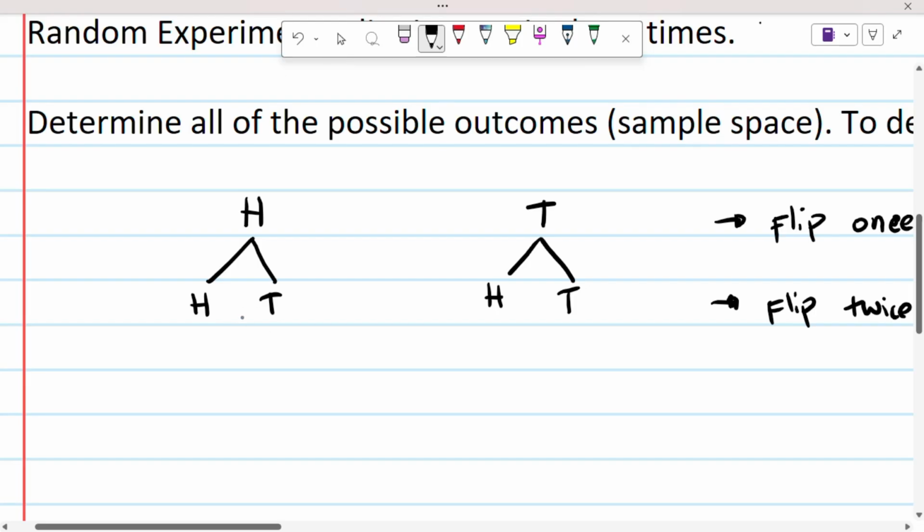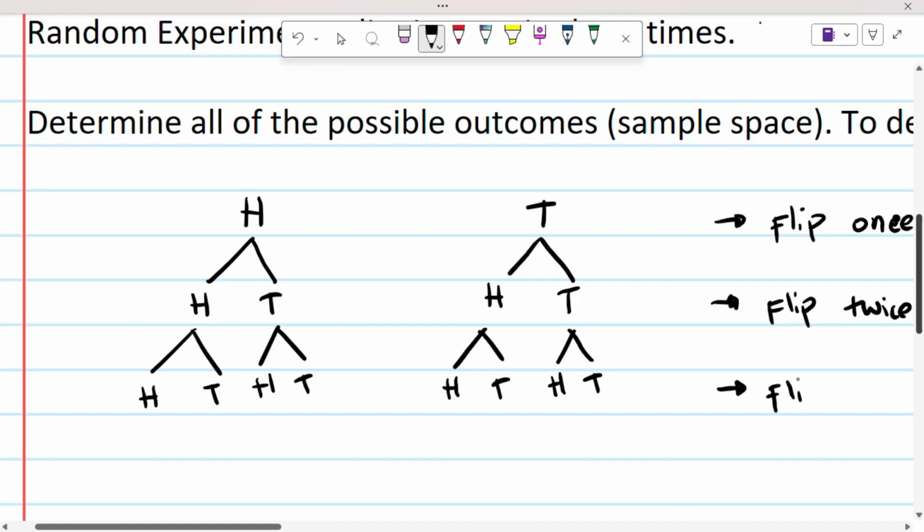Now, for the third flip, suppose that we get head for the first flip and head for the second flip. The possible outcome of the third flip is either head or tail, right? Now, if the first flip is head and the second flip is tail, the outcome for the third flip is either head or tail. If the first flip is tail and the second flip is head, the third flip is the same, either head or tail. And if the first flip is tail and the second flip is tail, the third flip is again either head or tail. So these are the outcomes if we flip the coin thrice.